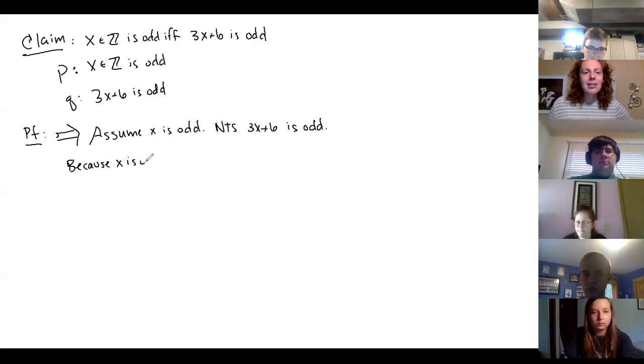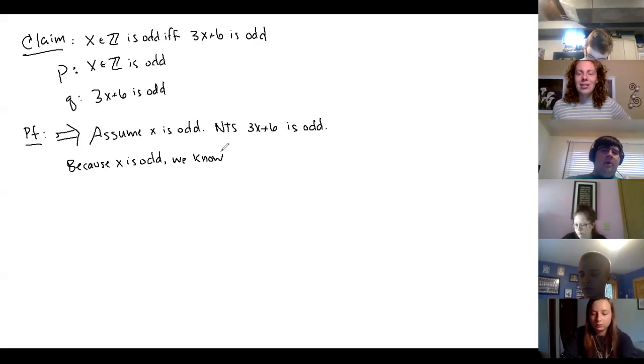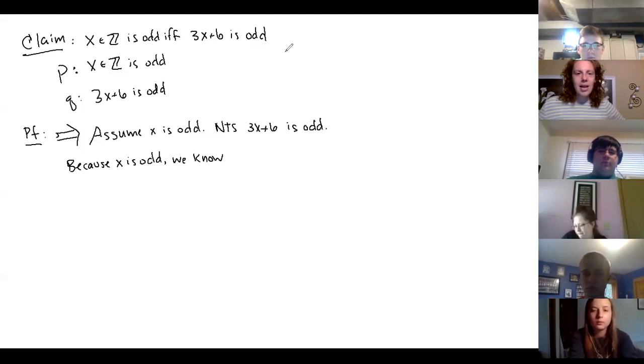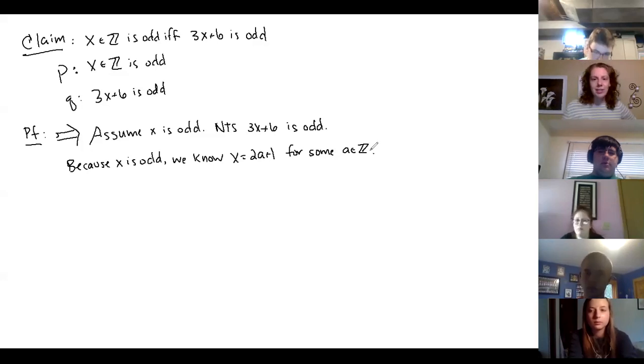Because x is odd, we know what? Go back to your definitions. This is stuff we've done a while. It's been a couple weeks, but this is what we know. If x is odd, we know x is equal to 2a plus 1, for some a living in the integers, or you could say where a lives in the integers.